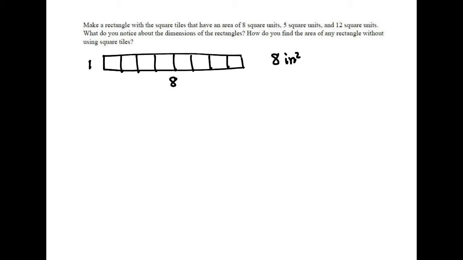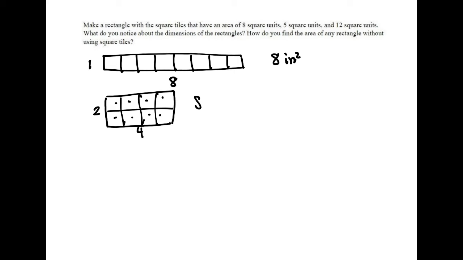So what if I did 2 rows of 4 squares each, right? 2 rows, 4 squares. So 1, 2, 3, 4, 5, 6, 7, 8 square inches.